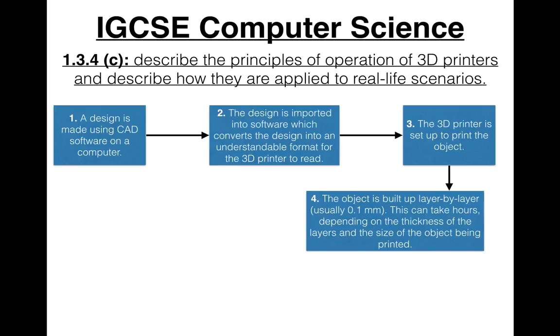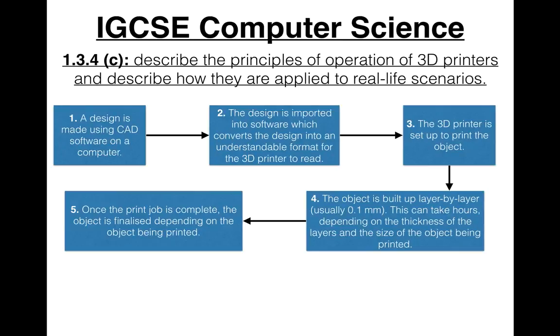And finally, once the print job is complete, the object is finalized, depending on the object being printed. When we say finalized, we mean finished off, like excess material removed, like cutting unused material from the object, basically finishing it off to make it look better. This can take quite a while as well.